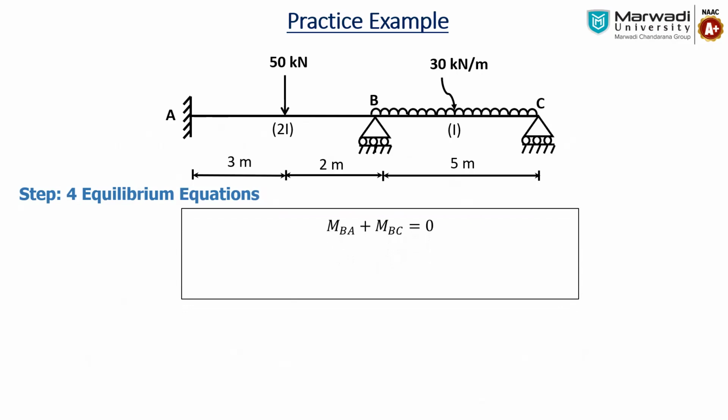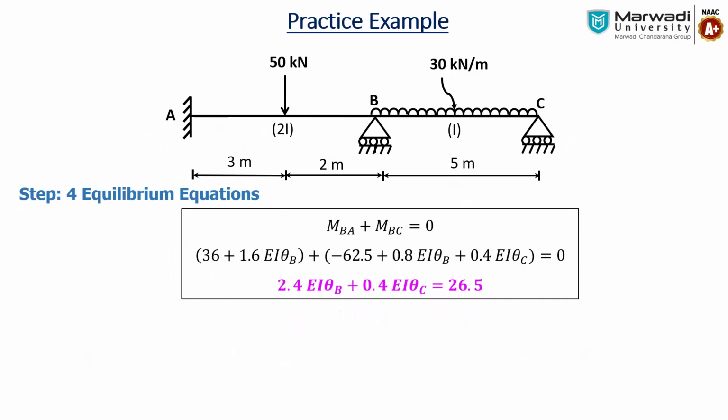Whatever equations we have generated for the slope deflection equation from the previous step, we have to put over here. So we put both equations over here, and we will make it one generalized equation by adding the coefficients. So it is 2.4 EI theta B plus 0.4 EI theta C equals 26.5.